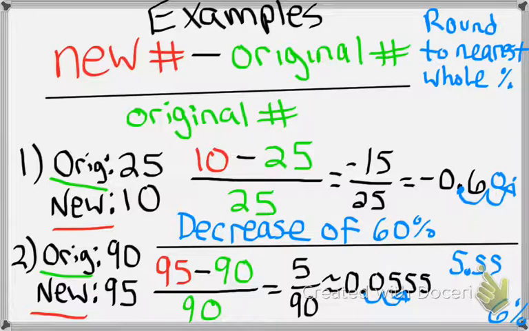In this problem, our original was 90, our new was 95, so it got bigger. Therefore, we're going to say an increase of 6%. That would be our final answer to number 2.